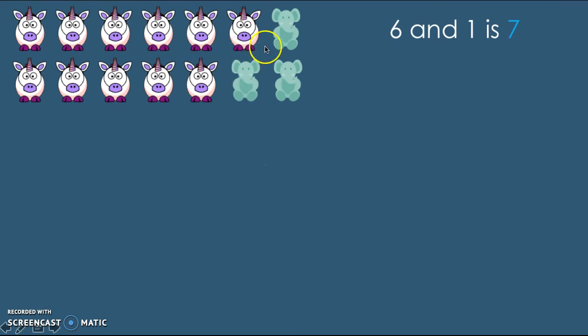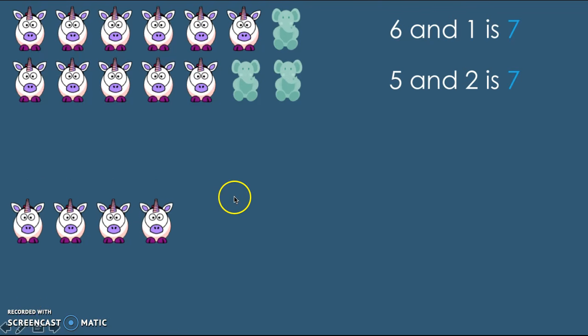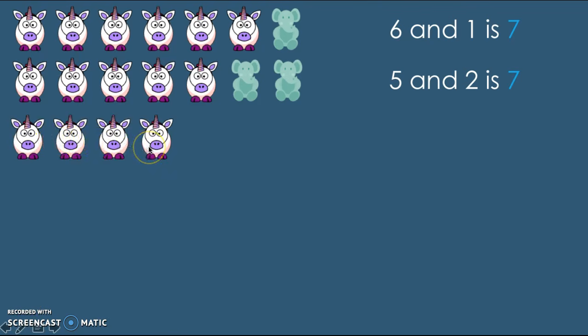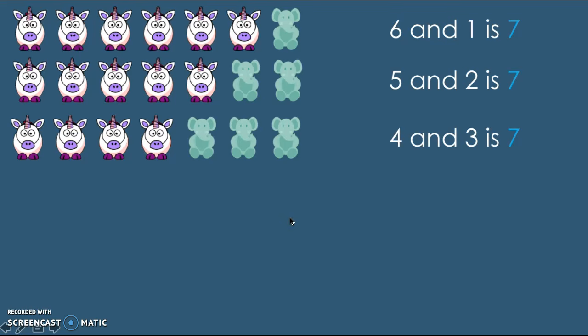Okay, I described the first row as 6 and 1 equals 7. Now I could say 5 and 2. Yeah, 5 and 2 is 7. All right. So I had 1 elephant, then I had 2 elephants, and I told you we'd probably have 3 elephants down here, right? Okay, let's see. If I start with 4 unicorns, I would need to say 4, 5, 6, 7. Hey, was your prediction right? Yeah. If I have 4 and 3, that is 7.